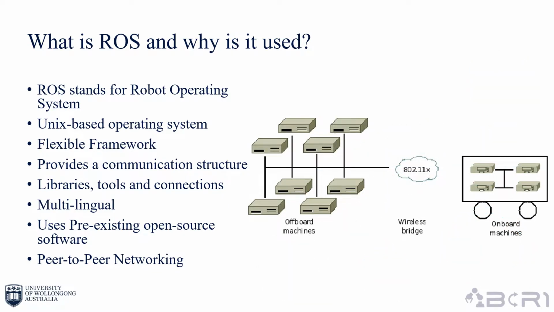ROS allows for peer-to-peer communication. What is that, you may ask? This allows for a system of slave devices to receive data from off-board machines that have greater processing power that can process data such as images, point cloud maps, or speech recognition.